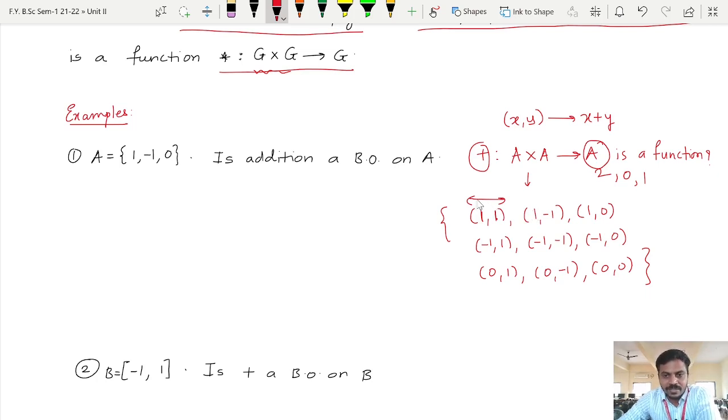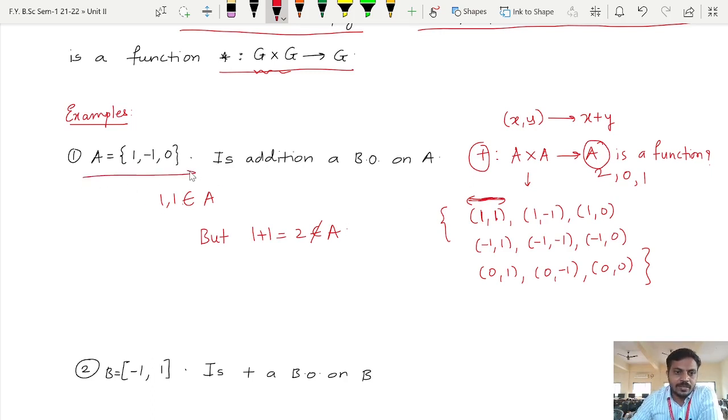But as you can see here, 1 plus 1 is 2, but 2 is not there. 1 and 1 belong to A, but 1 plus 1 is 2, which is not there in A, and therefore we conclude that addition is not a binary operation on A.